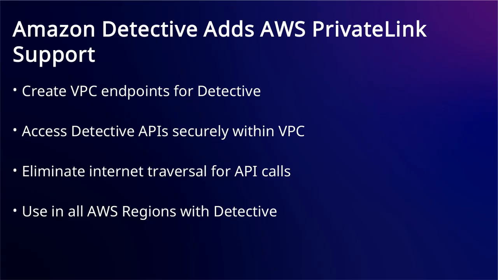Amazon Detective users need secure, private access to its APIs from within their VPCs. The new AWS PrivateLink support addresses this by allowing you to create VPC endpoints for Detective. You can now access Detective APIs securely within your VPC, eliminating the need for internet traversal. This feature is available in all AWS regions where Detective is offered.